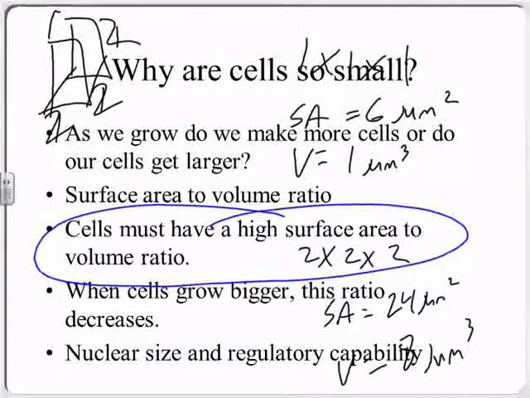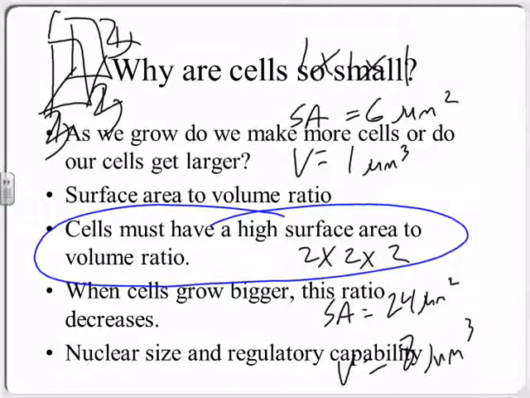24 to 8, reduce it, guys. 24 to 8 is the same as 3 to 1. This was 6 to 1. Now it's only 3 to 1. Let's make it grow one more time. Now this cell goes 3 by 3 by 3.